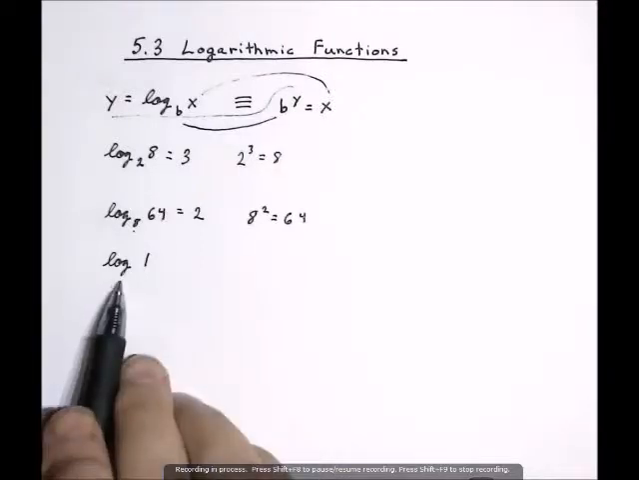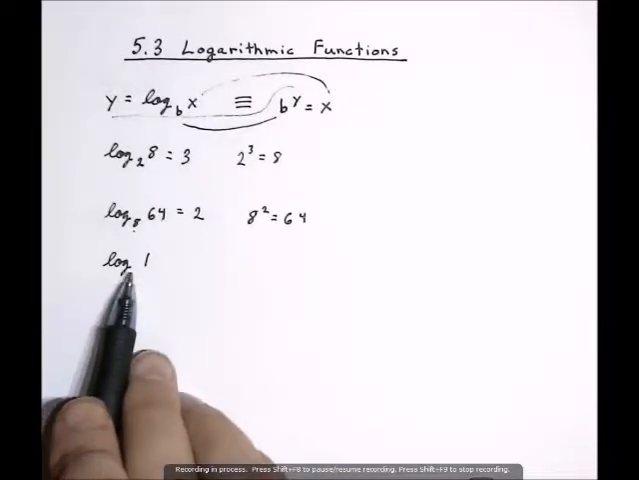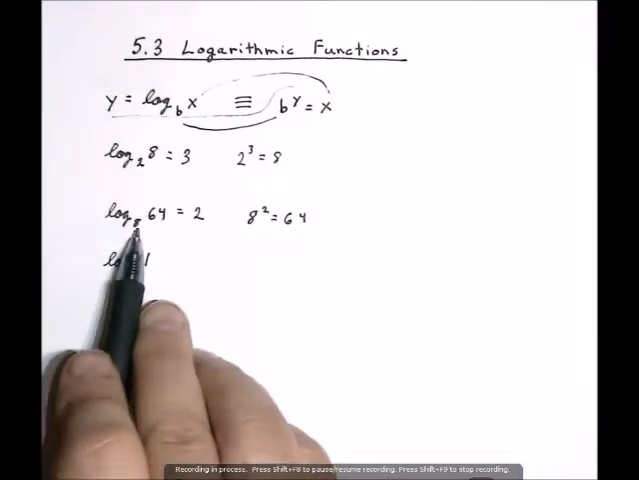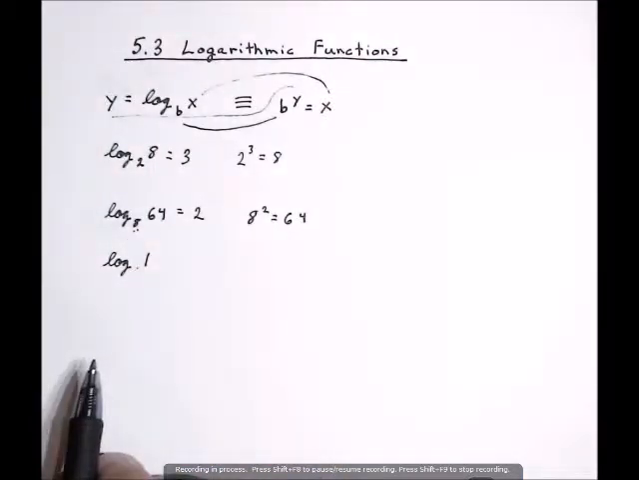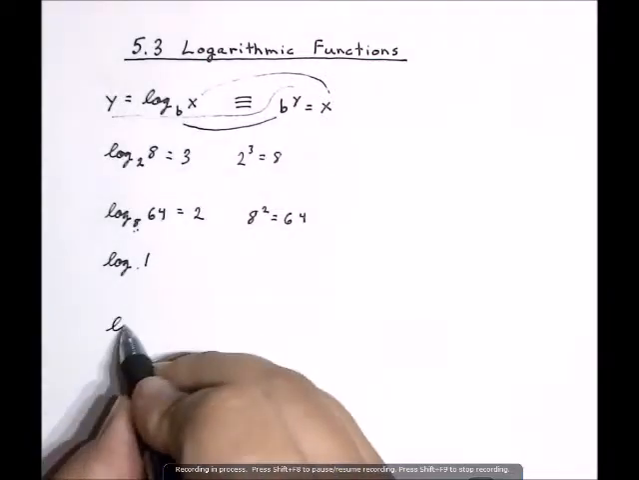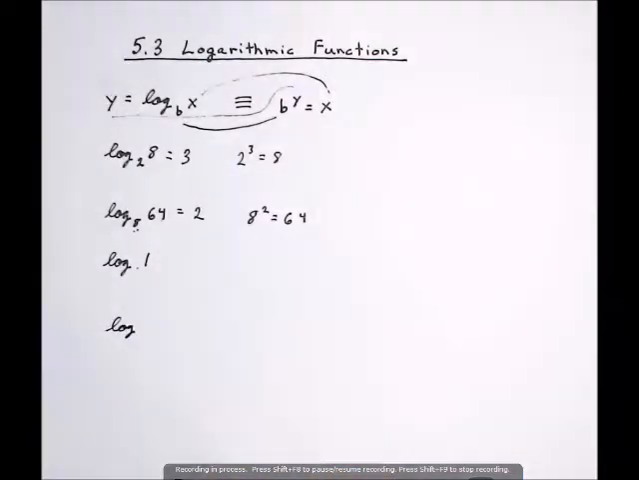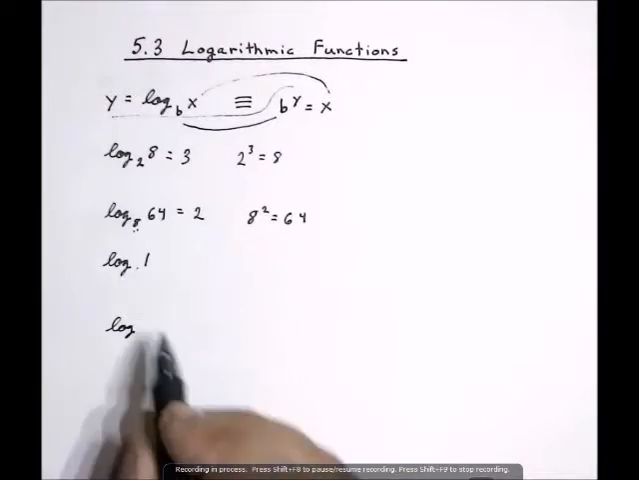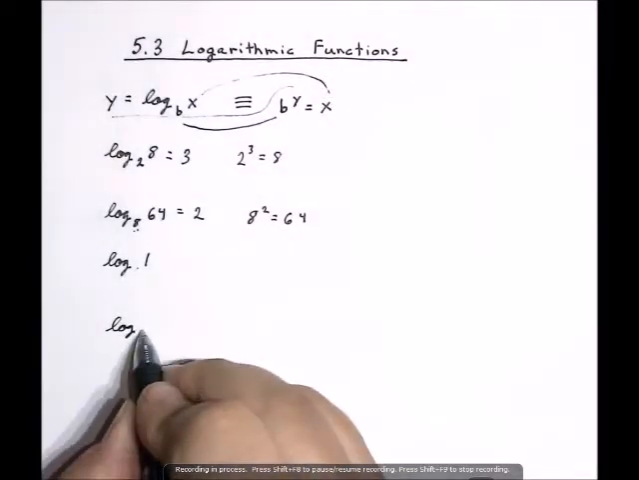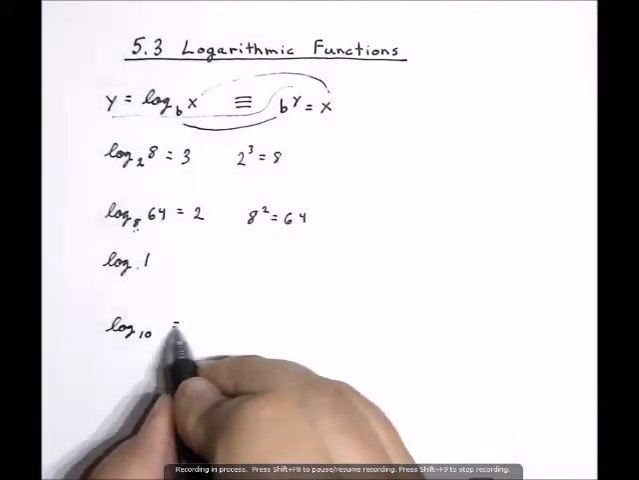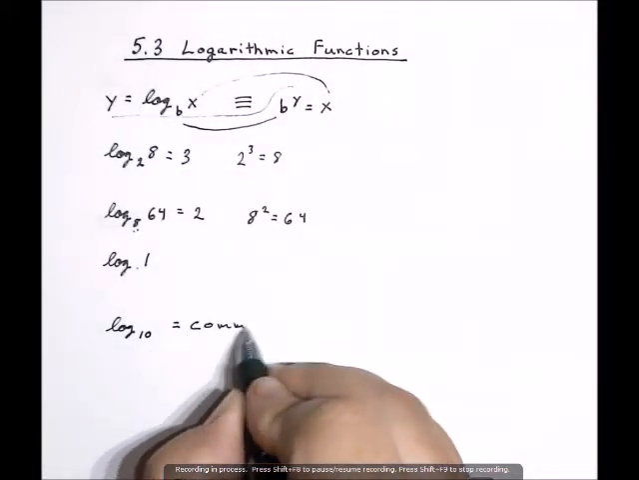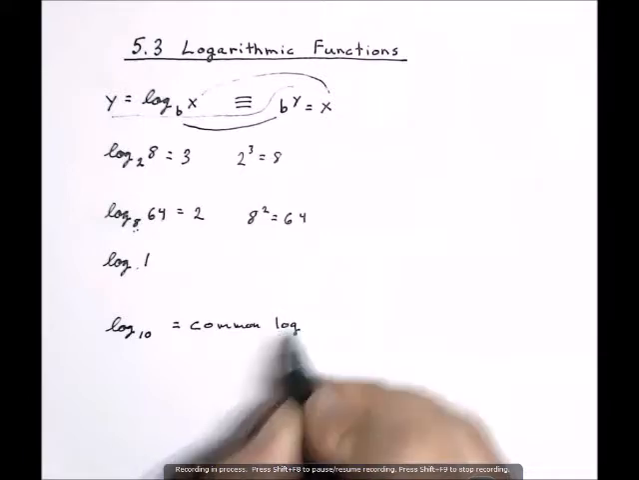The last one is a little bit different. These two have a number here, and this one doesn't, and that's going to occur in two cases. The first is the one you see above: whenever you don't see a number there, there's an invisible 10, and we call that the common log, or log base 10.